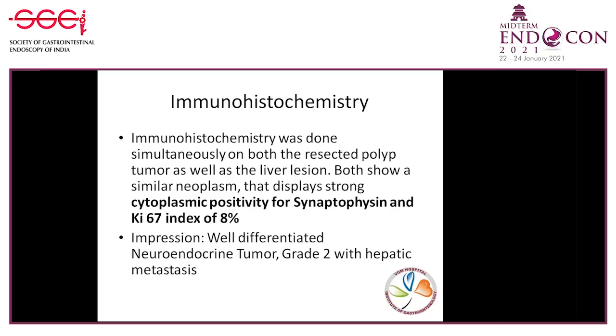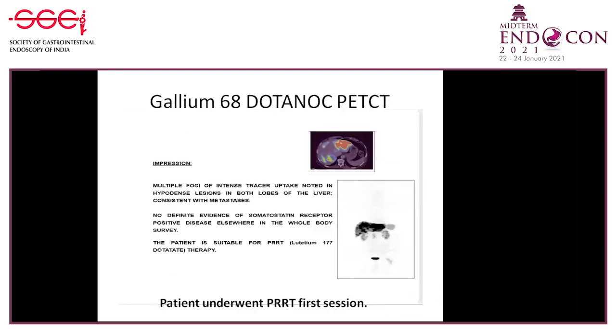Generally in neuroendocrine tumors, it has been seen that if you remove the primary, the metastatic lesions also start to disappear. Even this patient is doing very well now. And we did a gallium DOTANOC scan, which showed only liver activity. And the patient is undergoing PRRT, peptide receptor radionuclide therapy.